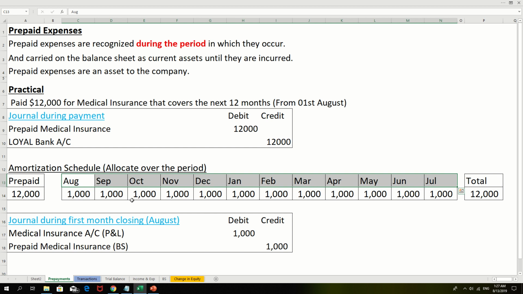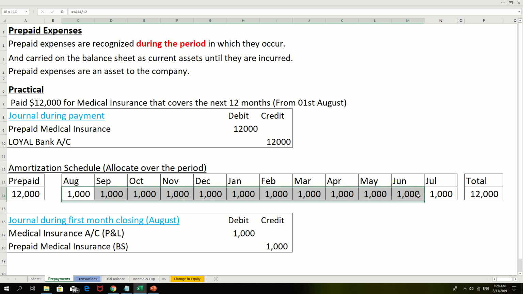The medical insurance expiry is on 31st July 2020. So we need to just prepare an amortization schedule. It's a very simple one. Check the medical insurance contract and find out the actual period. So here our company's actual period of medical insurance is from August to July. This 12,000 we have paid to the medical insurance, on a monthly basis we can take 1,000 each. This is just a simple calculation, 12,000 because it's 12 months, 1,000 each.